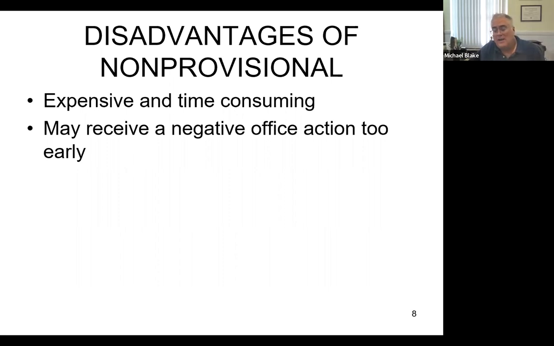Sometimes when you file a non-provisional, you may not hear from the patent office for 2 years. But then once you get that first office action 2 years later, and you file a response to that office action, generally you'll hear back from the patent office with a second office action a lot quicker than 2 years. Usually it's just a few months. So you may receive a negative office action very early, and therefore a final office action very early.